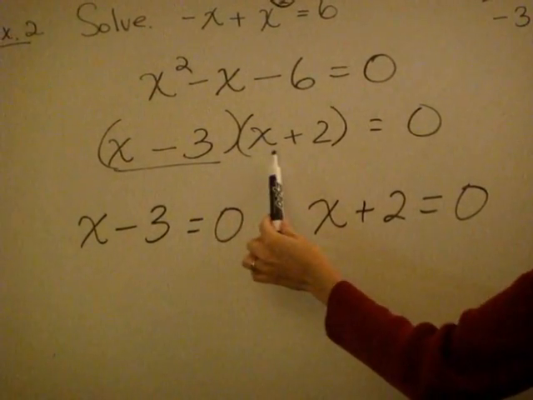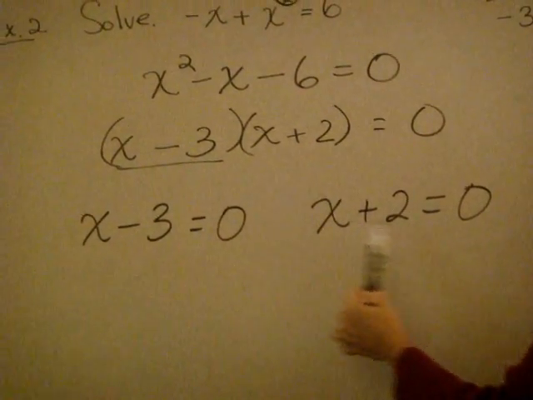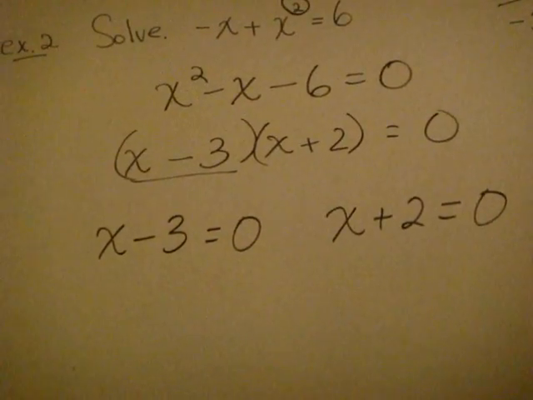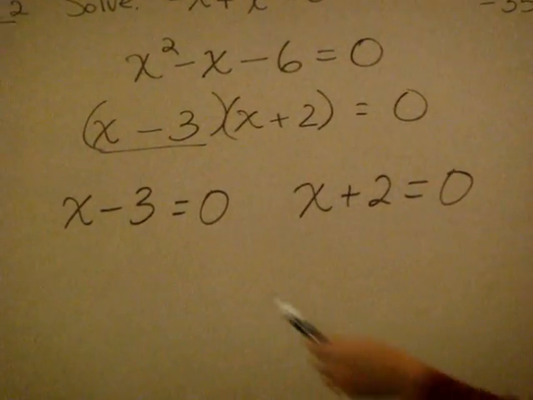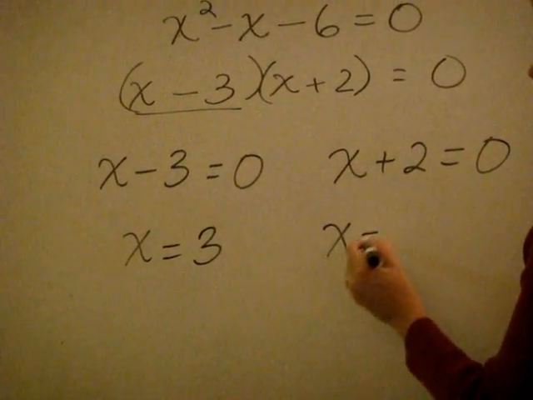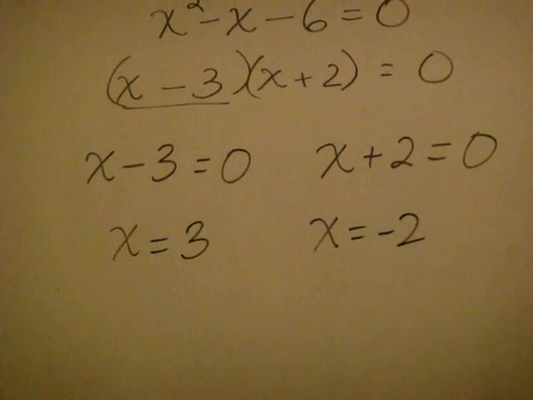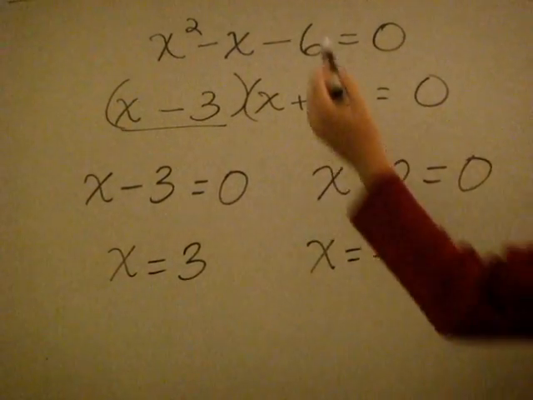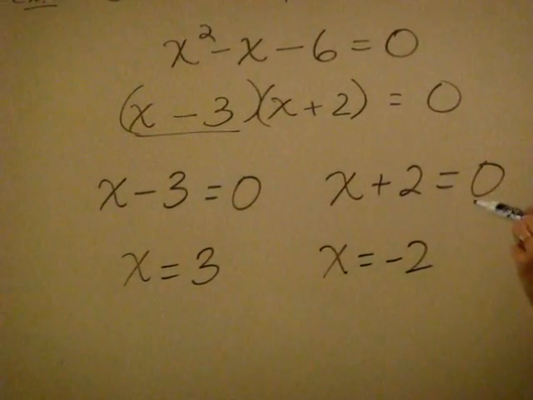No matter how many factors there are, we're going to set all of them equal to 0, because one of them or both of them have to equal 0. And then I'm going to solve it. I'm going to get x equals 3 and x equals minus 2. So you get two answers to quadratic equations.